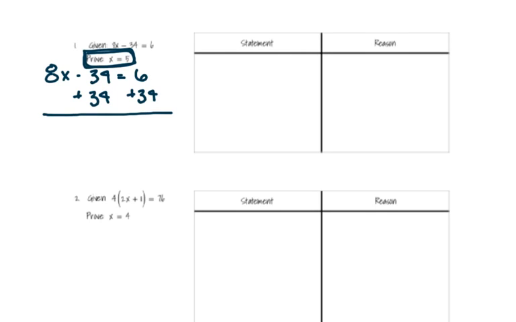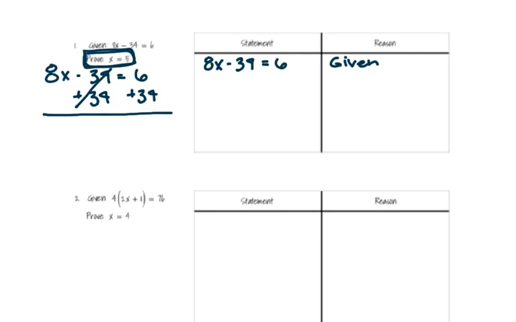Okay? So when you add 34, our first statement is 8x minus 34 equals 6, right? And what's our reason for that? Well, it was given to us. Okay? So when we add 34, we're using the inverse operation. And we add 34 to both sides.